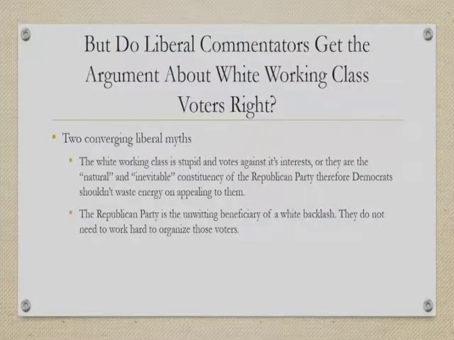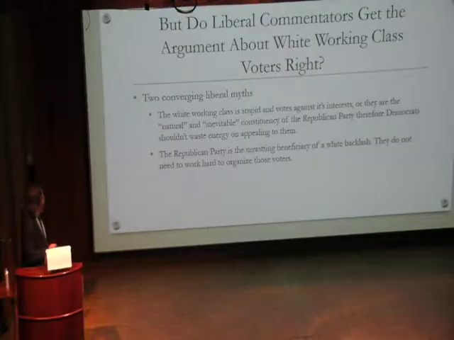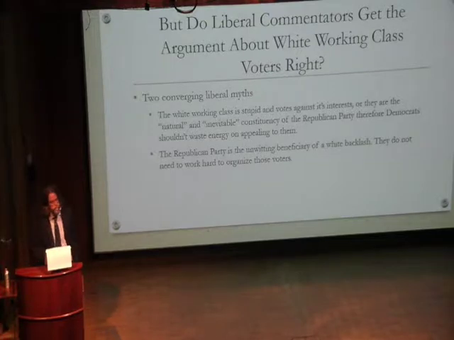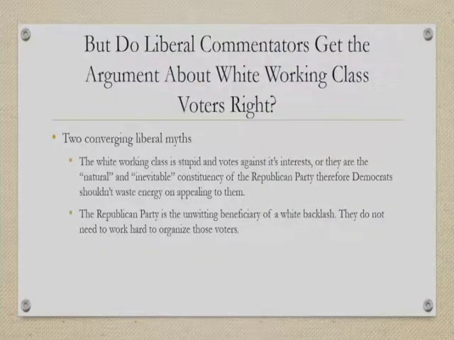Do liberal commentators get the argument about the white working class voter right? I'm going to say that there are two converging liberal myths. One, that the white working class is "stupid" and votes against its interests. I'm putting stupid in quotation marks there. Or that they are a natural and inevitable constituency of the Republican Party, therefore Democrats shouldn't waste energy on appealing to them. This has been an argument within the Democratic Party since at least the 70s, right? Since at least Nixon's campaign in 1972, in his campaign to try to realign and break apart the New Deal coalition.